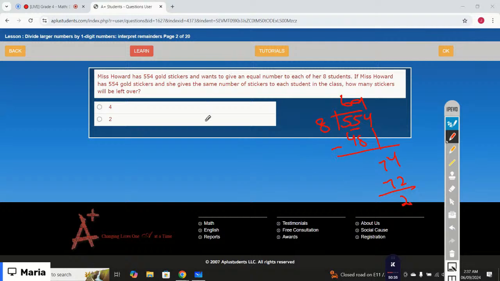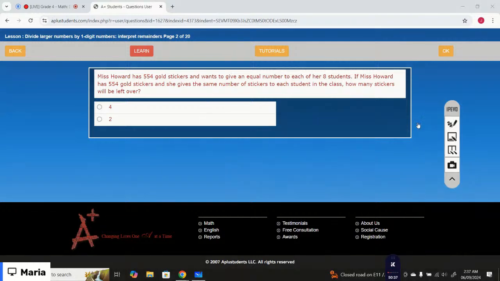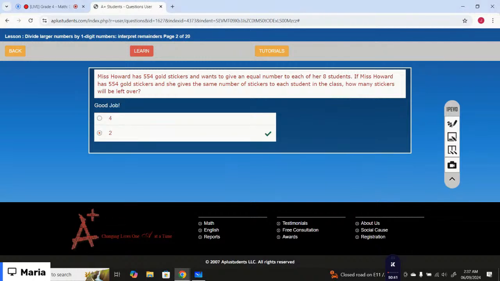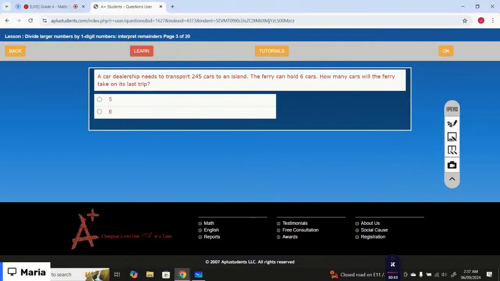Okay, so the correct option is 2. A car dealership needs to transport 255 cars to an island. The ferry can hold 6 cars. How many cars will the ferry take on its last trip? Which is the correct option?